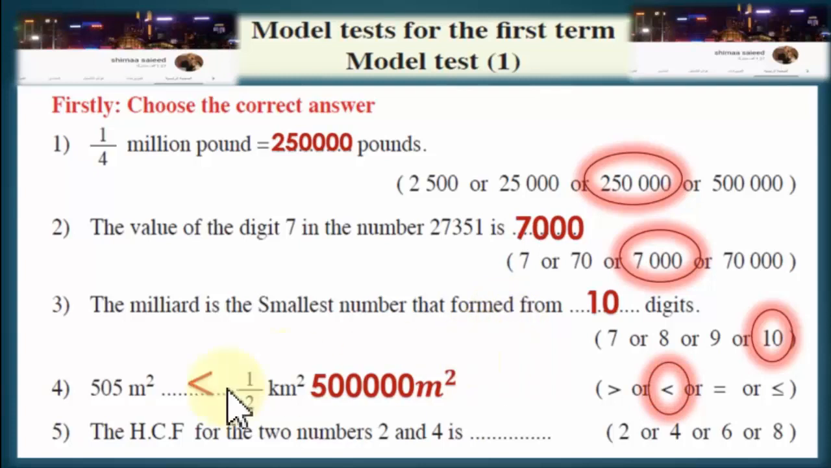What about the HCF, which is the highest common factor, for the two numbers 2 and 4? How can we calculate HCF for two numbers? 2 is a prime number, 4 is equal to 2 times 2. So the common number here, and the highest common factor, is 2.